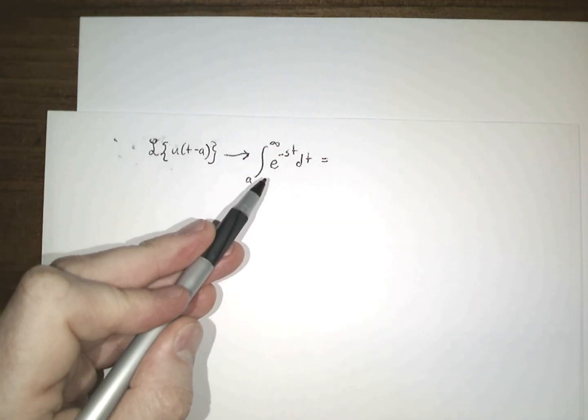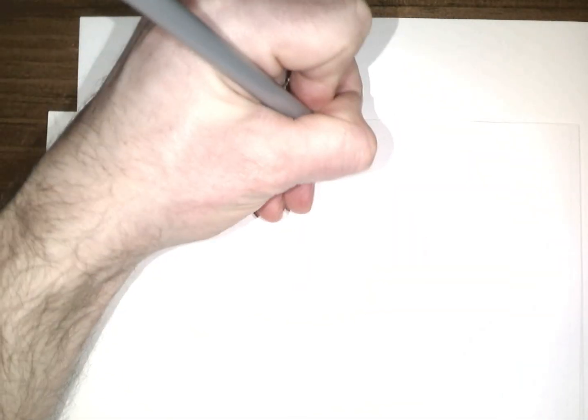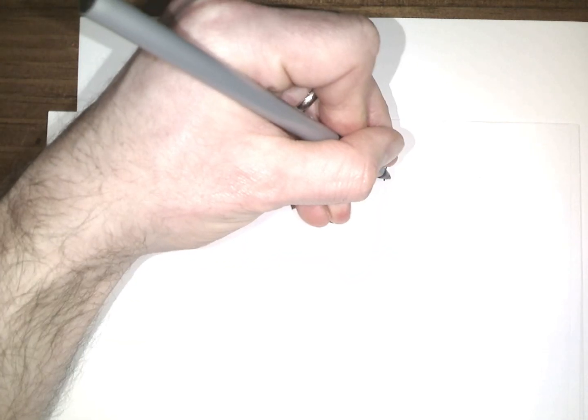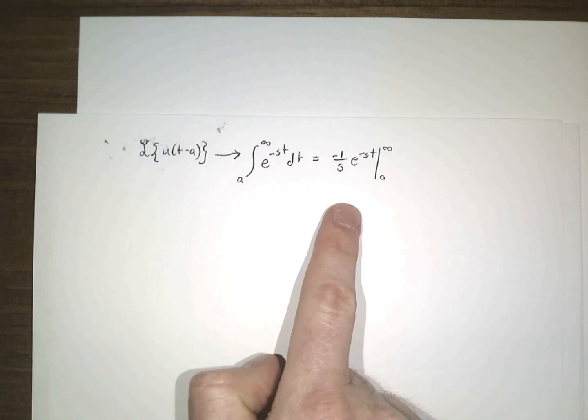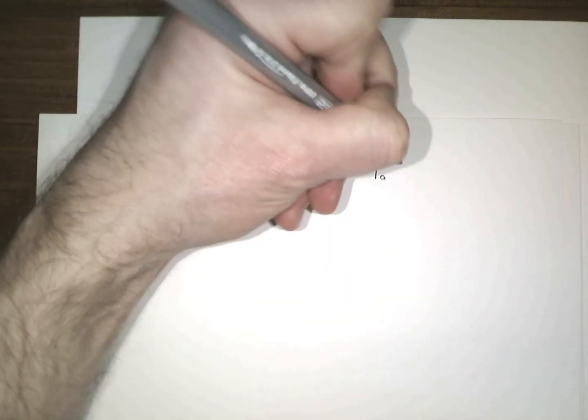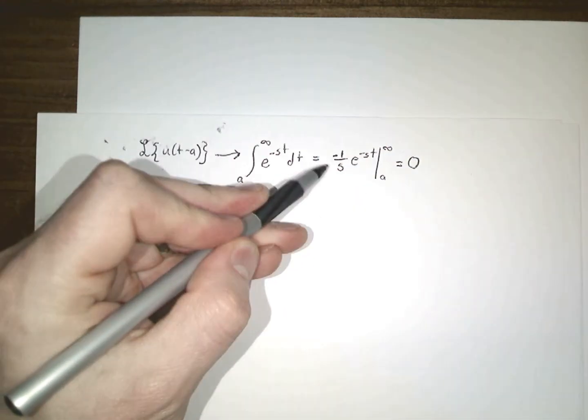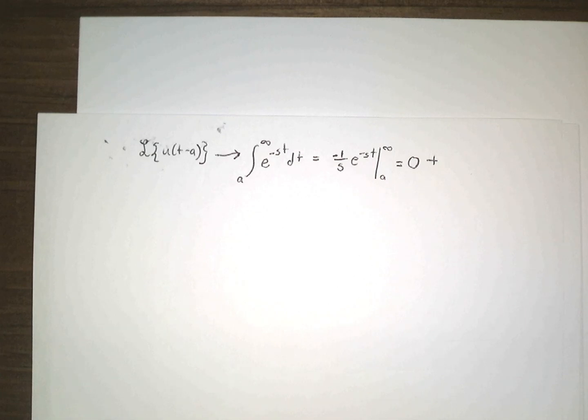And so this is a pretty simple integral to do. We bring down a factor of negative 1 over s times the exponential, and we evaluate that from a to infinity. Well, when a negative exponential is at infinity, that just goes to 0. So we get 0 minus minus. The minus sign's already there, so we pick up a plus. We evaluate the exponential at t equals a, and so we get 1 over s e to the negative sa.